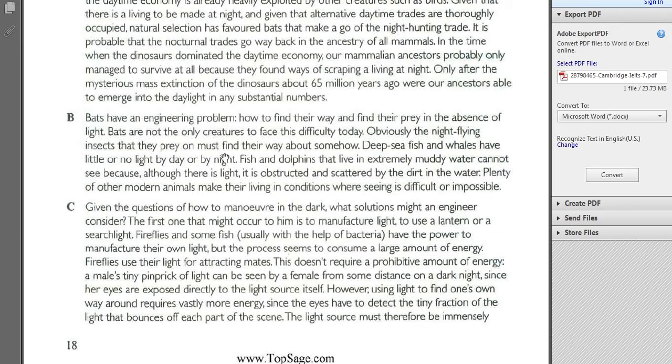Now for this question, all they want to know is what paragraph it can be found in. So it can be found here. Paragraph B talks about animals. And look, animals. So this paragraph is talking about night-flying insects, fish, dolphins. So it's other wildlife. So then I know that that's the answer.